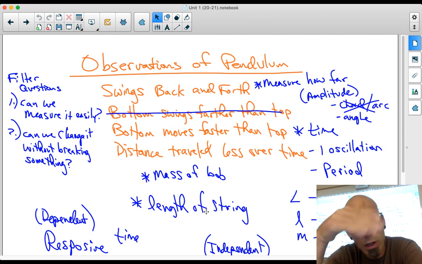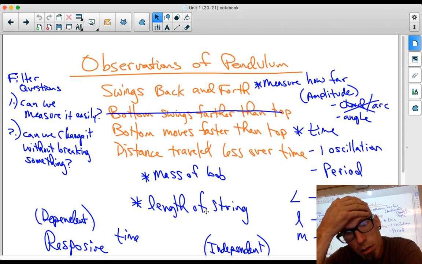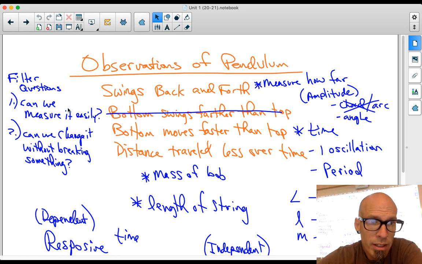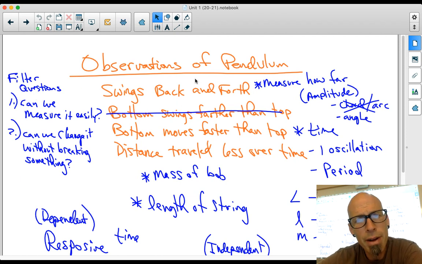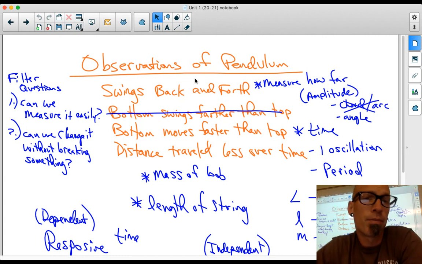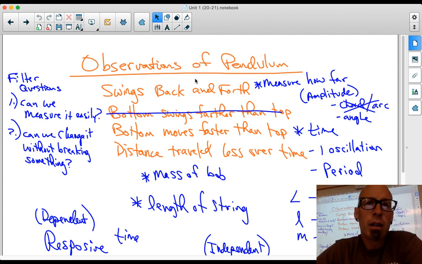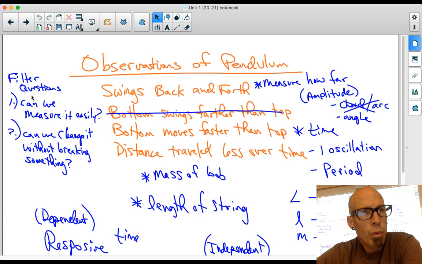And then when we came back together yesterday, no one really had anything else to add to the observations. So I put this information up. These right here, I called filter questions. When we observe a phenomenon of nature, which is what a pendulum is, we have to filter those observations through these two questions.